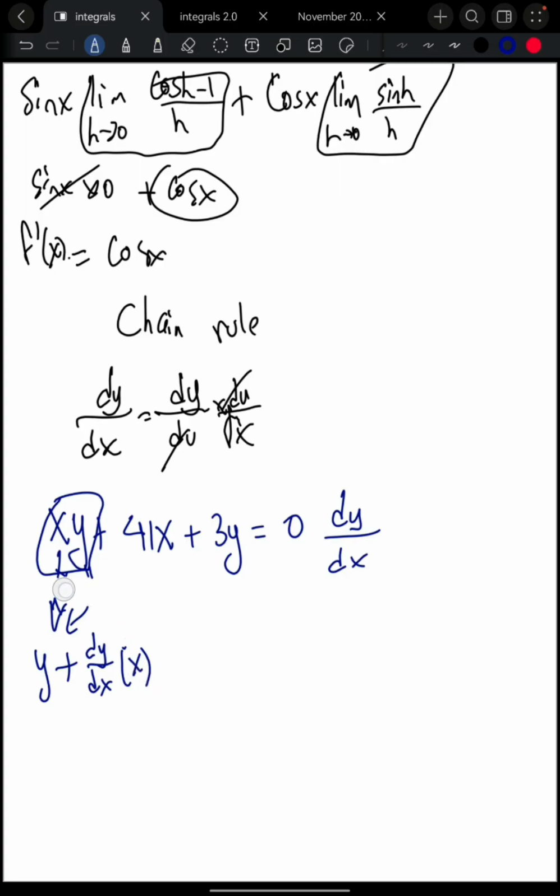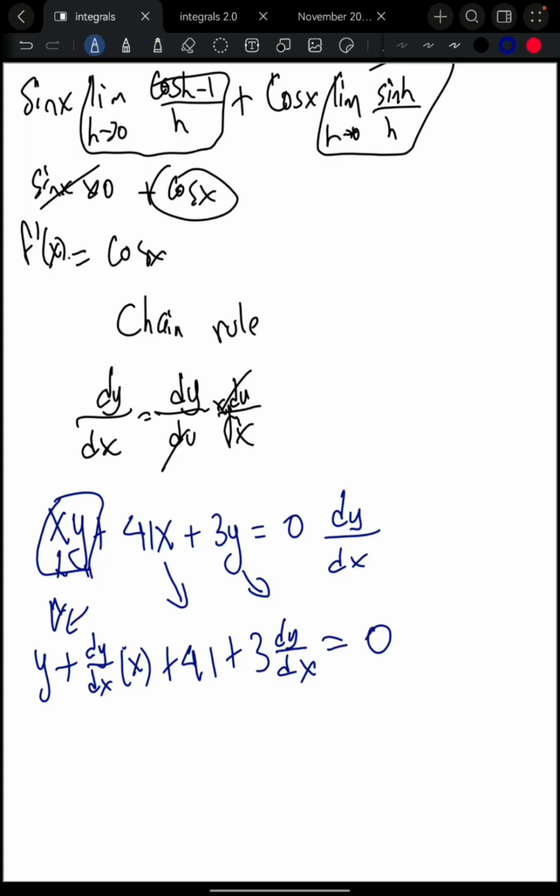And then you're gonna add the derivative of 41x, which is 41, plus 3. What's the derivative of y? We said that's just dy by dx, okay? And that's still equal to 0. And from this, how do we find dy by dx? Just use common sense and factorize, right?